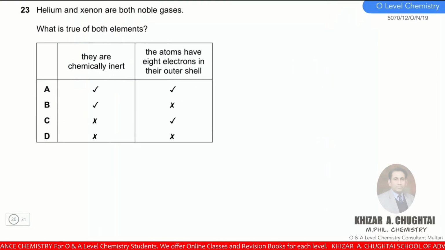Question number 23. Helium and xenon are both noble gases. What is true for both elements? They are chemically inert. Yes, they both are chemically inert. So A or B are the correct options. The atoms have 8 electrons in their outermost shell. Helium does not have 8 electrons, it has 2 electrons. So that is incorrect. And overall, B is the correct option.